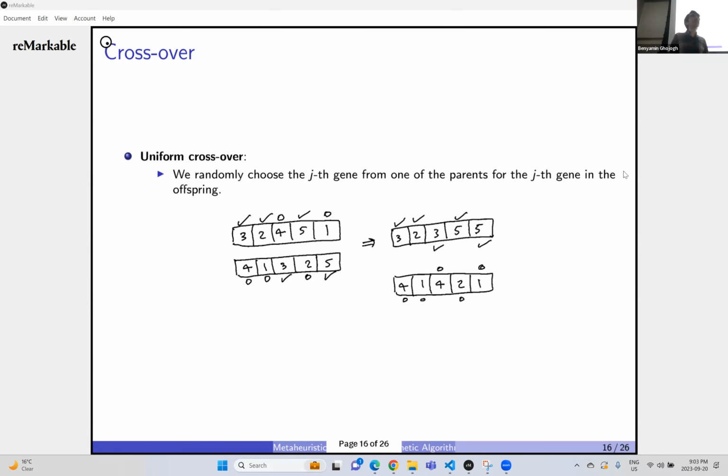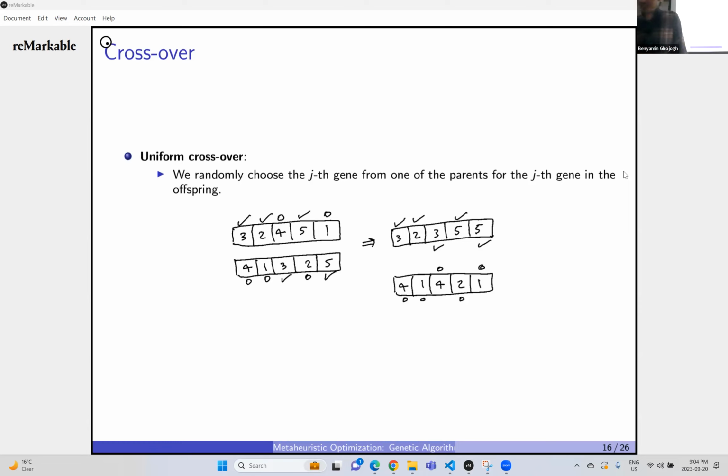Uniform crossover. By the way, when I said you have these options for crossover, it doesn't mean that necessarily for a specific algorithm you stick to one of them. In different iterations, you can also randomly select one of these crossovers. In the first iteration, for each offspring, you randomly select one of these crossover methods. Did you understand what I'm saying?